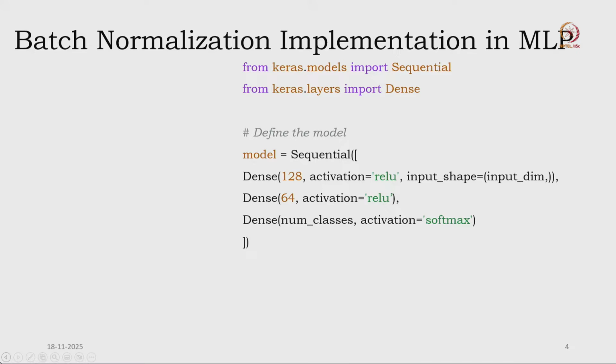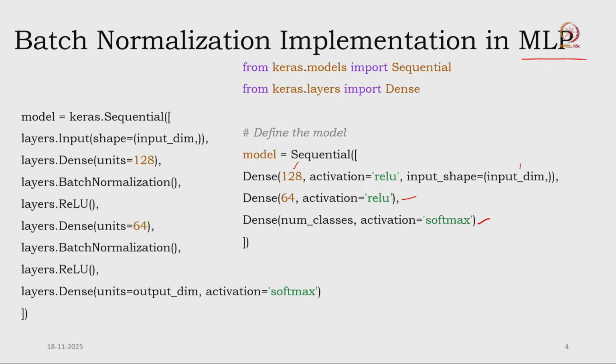The code that you are seeing here is an implementation of a multi-layer perceptron, where we are not using any batch normalization. We have an input being passed to the first hidden layer, which has 128 neurons, and the activation function used is ReLU, and this is the second hidden layer, and this is the third, output layer.